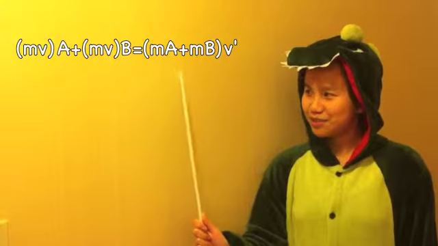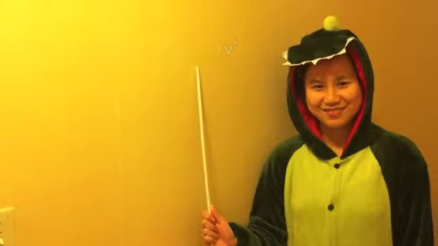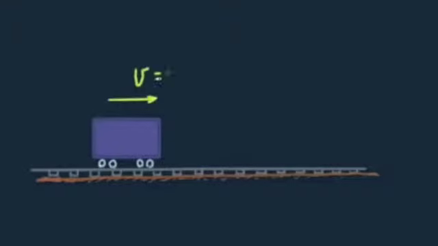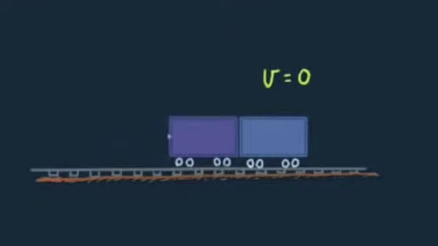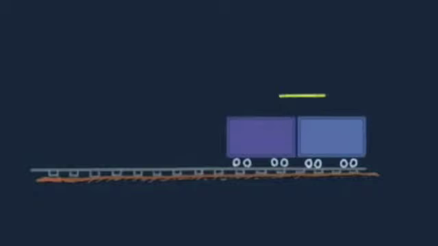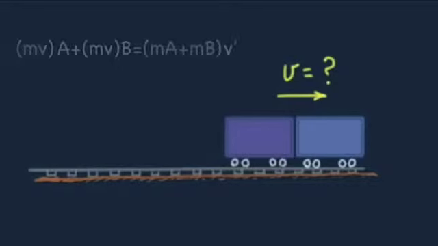So this is the formula for inelastic collision. Suppose we have a freight train car moving at 10 meters per second and it runs into another identical one that's stationary. If they collide, stick together, and keep moving forward, what would their velocity be? To calculate this, we would use the equation for inelastic collision.